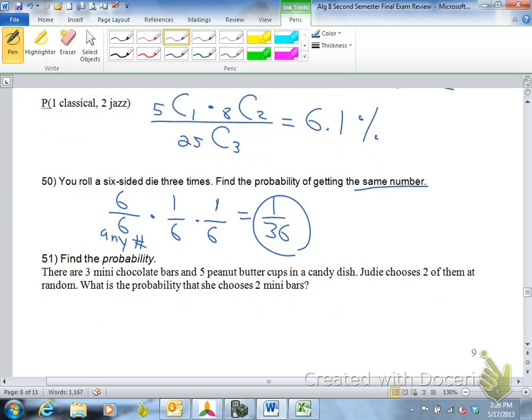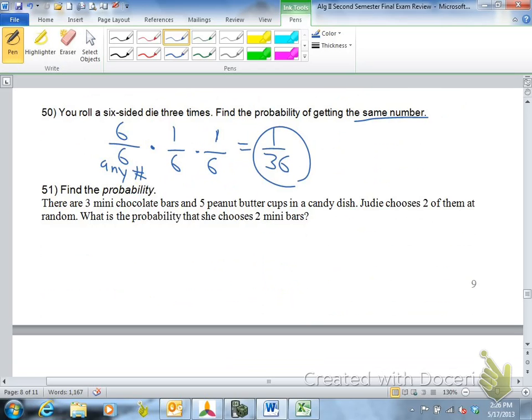Number 51. 3 mini chocolate bars, 5 peanut butter cups. Probability, so you should have a fraction. Probability chooses 2 mini bars. There are 3 mini bars. You're choosing 2. Out of 8, choose 2. And I recall the answer is 10.7. But you can check me when you do it on your calculator.